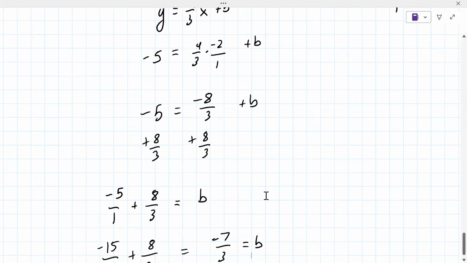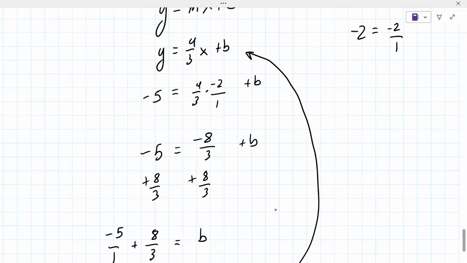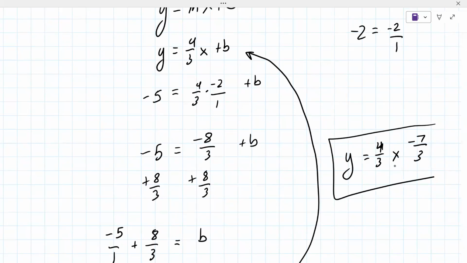And that goes back all the way back there. So it ends up being y = 4/3 x minus 7/3. It's really, really common for these to have the same fraction, same bottom there.